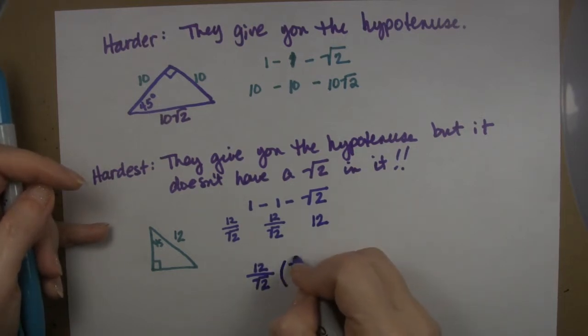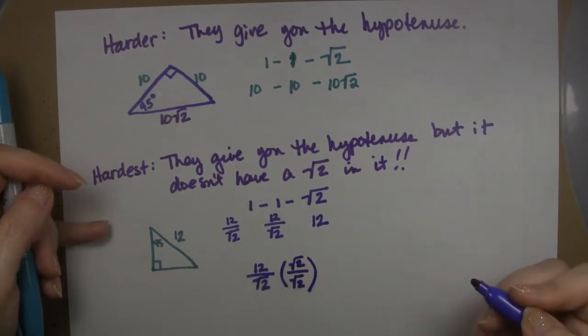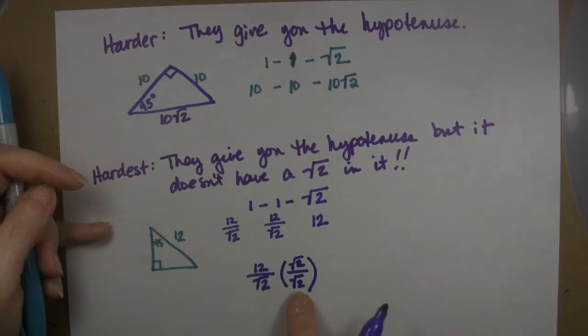And I don't know if you remember how to do this, but the way we're going to do it is we're going to multiply by radical 2 over radical 2. It's really the same as multiplying by 1.